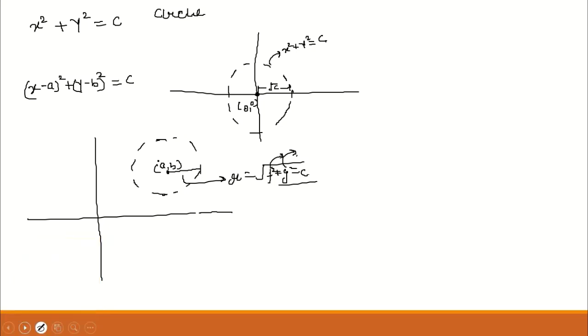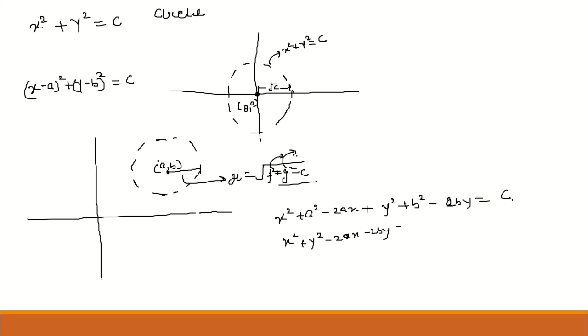Next, let's explain it here. x square plus a square minus 2ax plus y square plus b square minus 2by is equal to c. So if I want to find it, x square plus y square minus 2ax minus 2by is equal to c minus a square minus b square. This will be my radius. It is not c square, this is c.